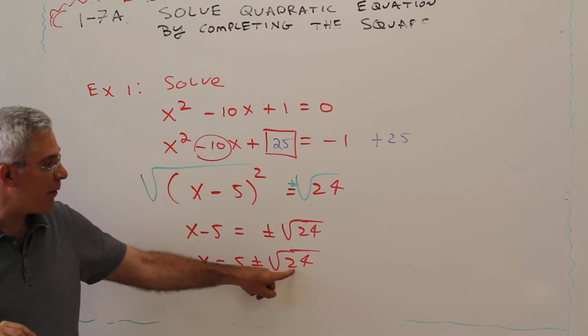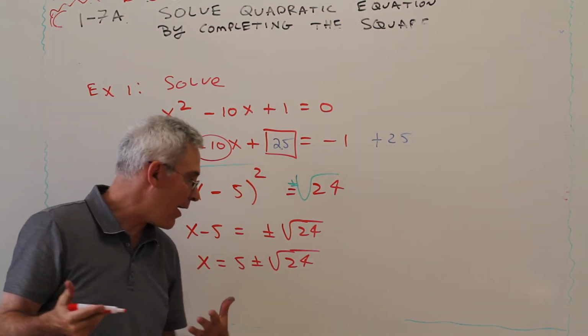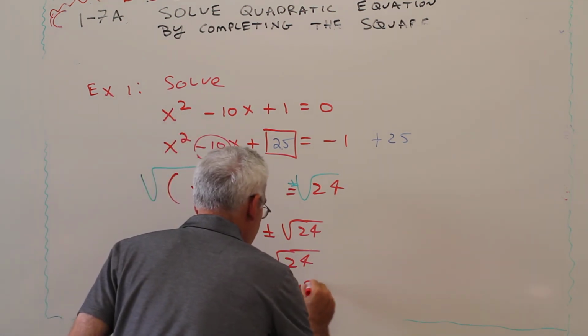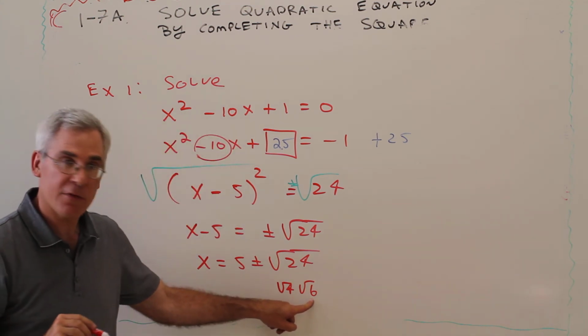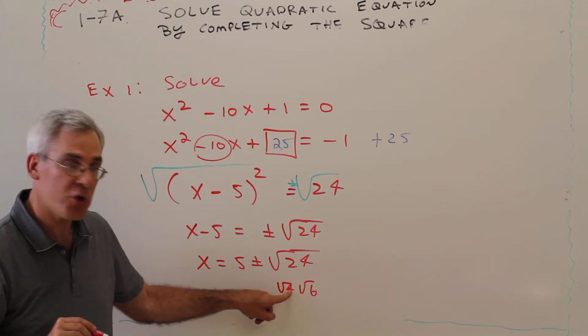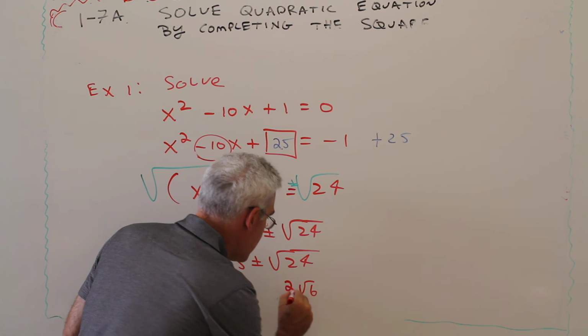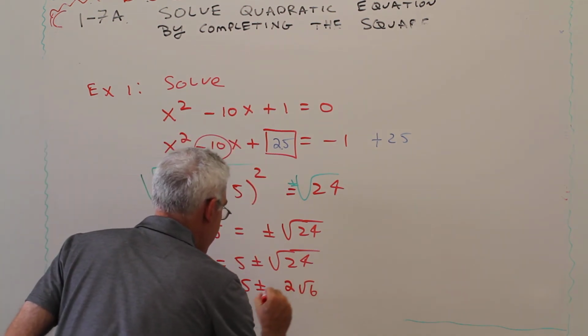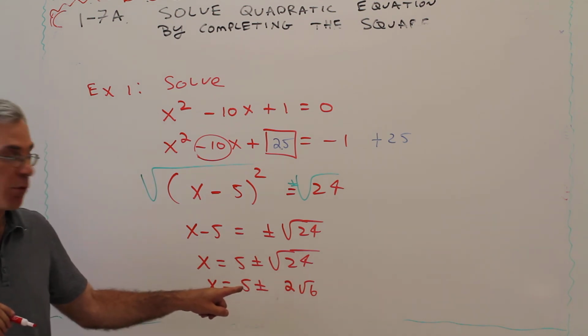And again, the square root of 24, I could simplify that. I know the square root of 24 is the square root of 4 times the square root of 6, and the square root of 4 is 2. So I can rewrite this as x equals 5 plus or minus 2 times the square root of 6.